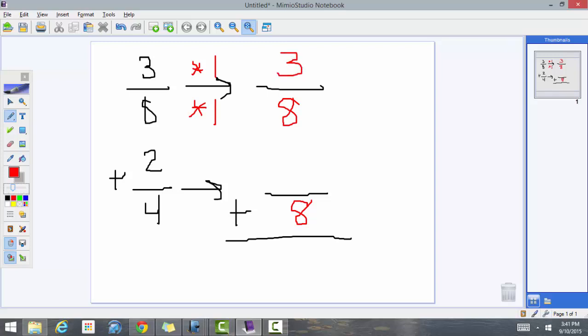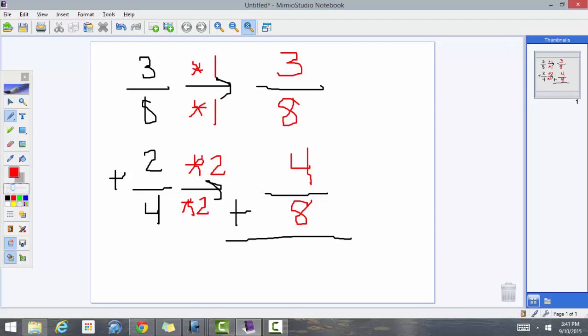Applying the same method, but with different numbers to the bottom, we changed the 4 to an 8. So in order to get there, you had to multiply by 2. What you do to the bottom, you have to do to the top to keep them equivalent. 2 times 2 is 4, so now that we have common denominators with equivalent fractions, we can now add these fractions because they are like fractions, which means they have the same number in the denominator.